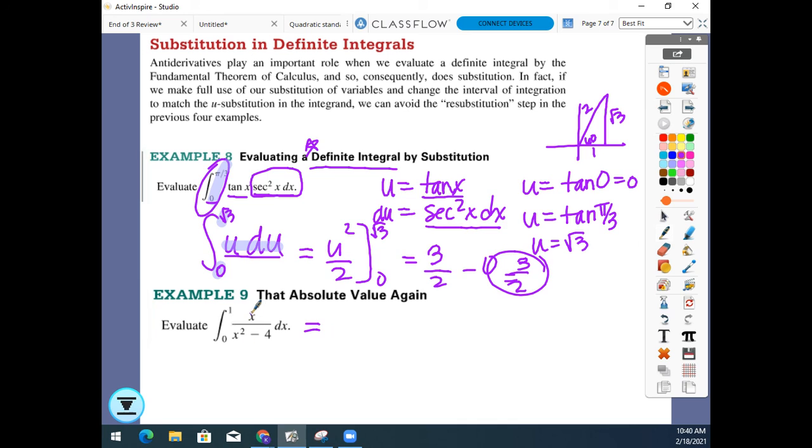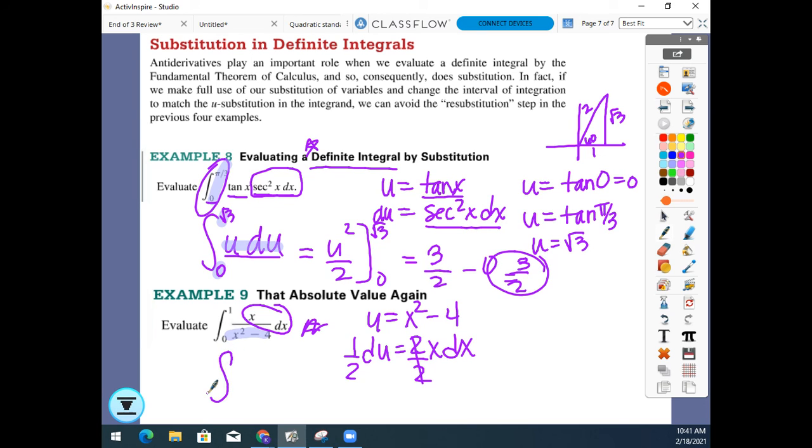So we see two separate functions. So I'm going to always choose my denominator. I don't know why I wrote that. So u is x squared minus 4. My du is 2x dx. Notice here I have x dx. I don't have the 2, so I have to divide it out and move it to the other side.